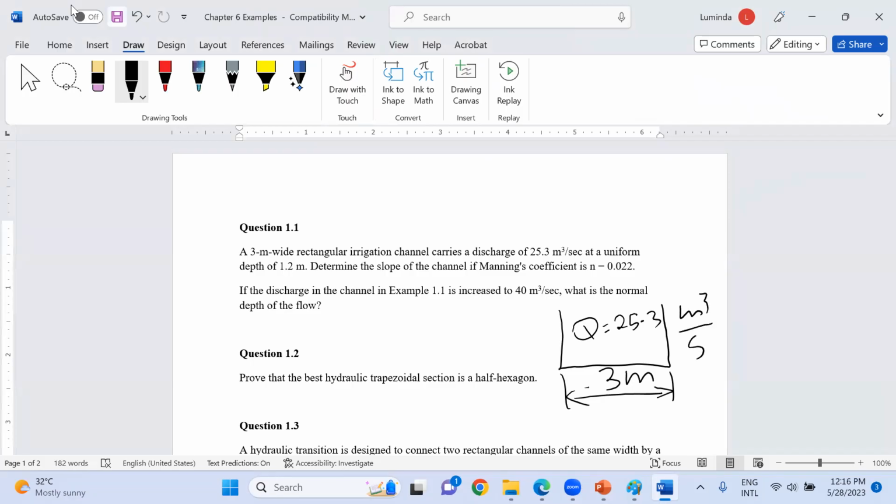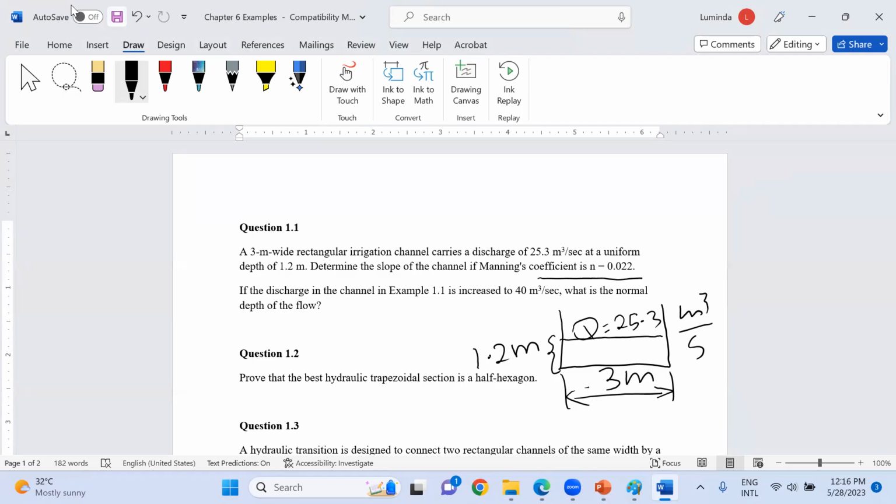A very large one, right? Very large flow rate, right? Then the uniform depth is 1.2. It says that this depth here is 1.2 meter. Determine the slope of the channel if the Manning coefficient n is equal to 0.022.